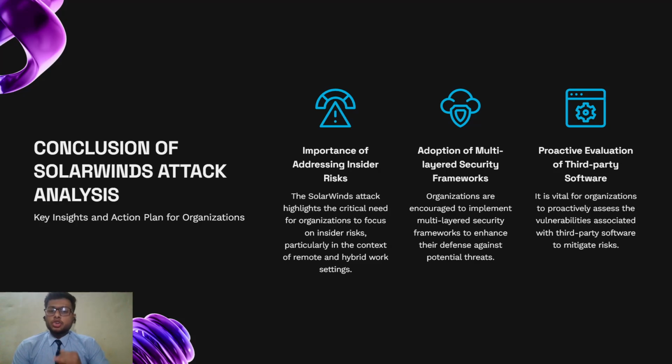There should not be a single layer of security. There should be multi-layer security with encryption techniques. Like in communication, there should be encryption. Also, two or three passwords should be there. Then proactive evaluation of third-party software. Whenever we install third-party software to perform certain tasks, there should be a proactive evaluation. It is vital for the organization to proactively assess the vulnerabilities associated with the third-party software to mitigate the risk. So these things we have learned from this SolarWinds case study.